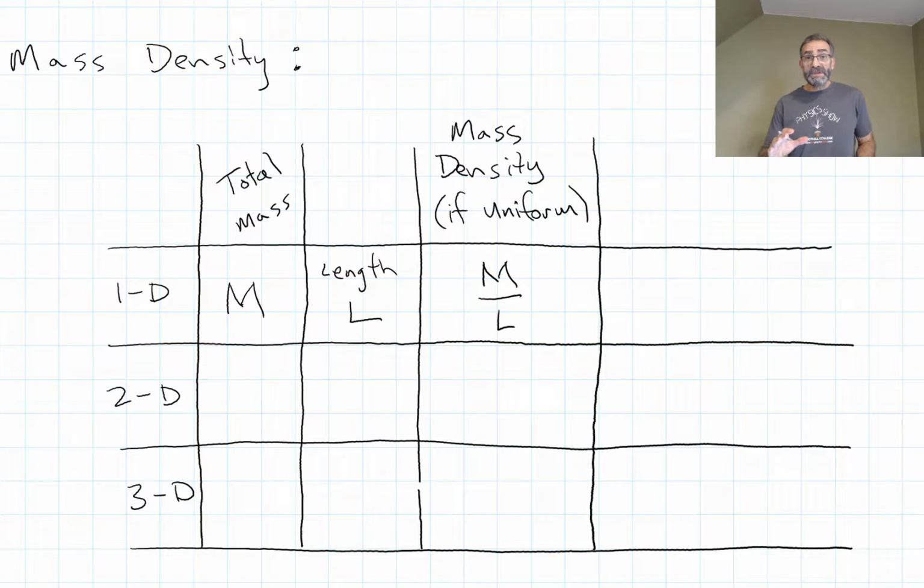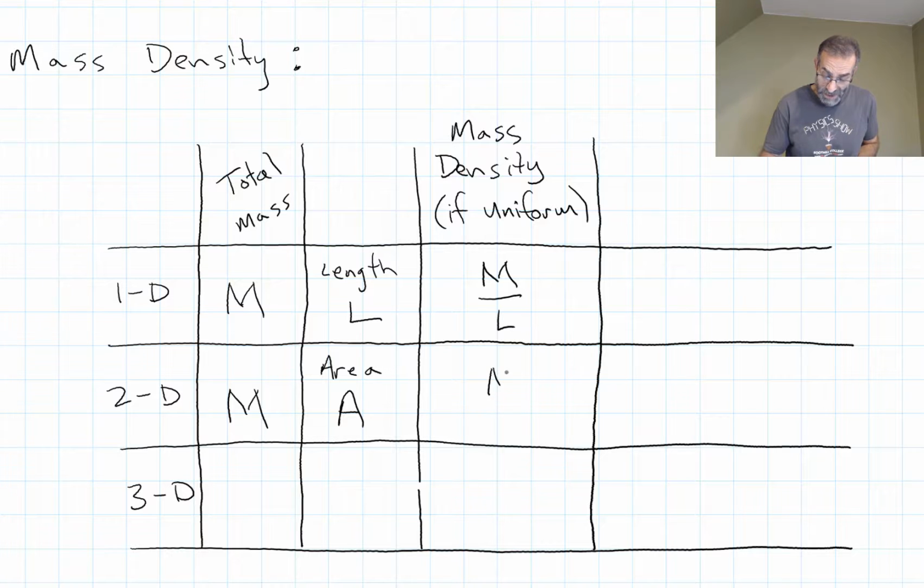Now, if we have a two-dimensional object, a flat sheet like a sheet of paper, it would also have some total mass m, but we now have two dimensions we have to keep track of, not just length, we have area that we have to account for. And what would the mass density be if it's uniform mass density? The total mass over the total area.